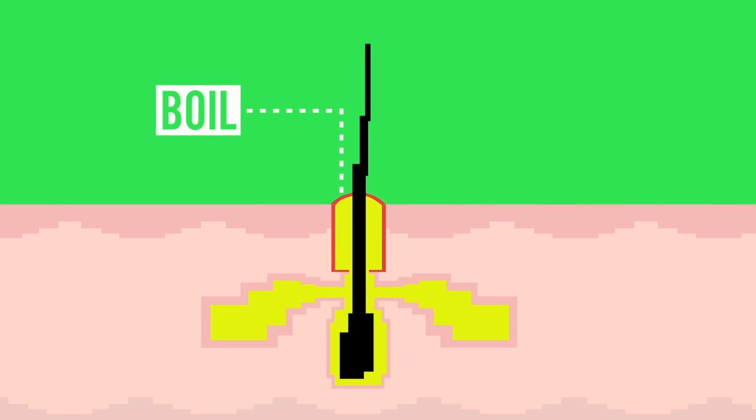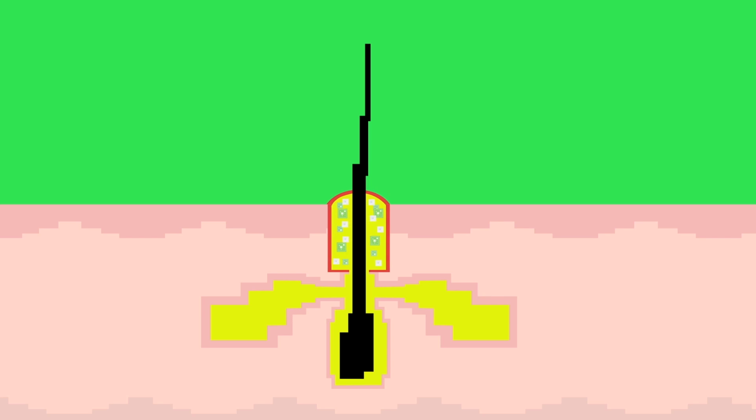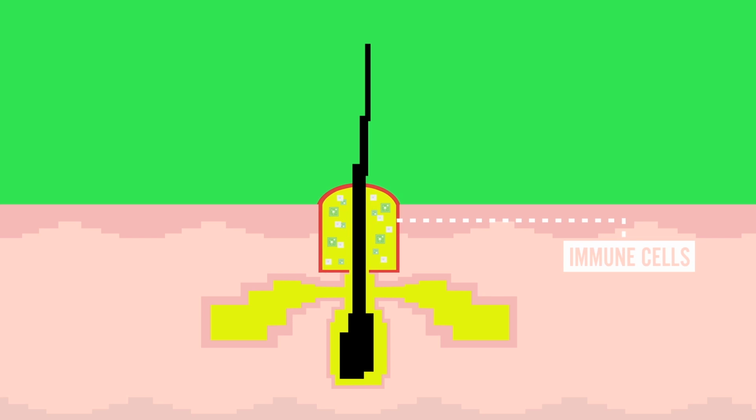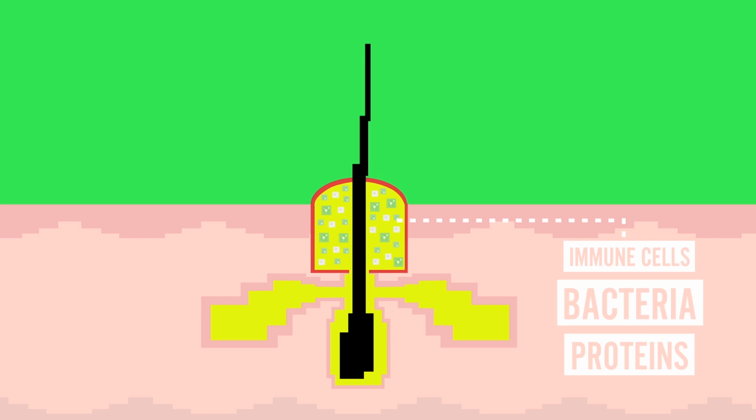Speaking of problems with pores, if one gets infected, it can lead to a boil. The infected area may first appear red and then later become hard to the touch. As your immune system sends white blood cells to fight off the infection, the boil fills with pus, a collection of immune cells, bacteria, and proteins. This causes the boil to become softer and eventually the pus will drain out through the skin surface.